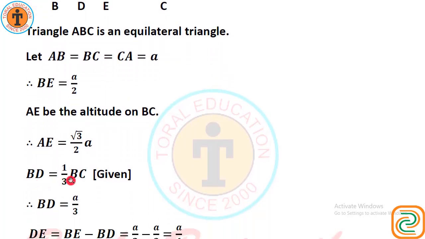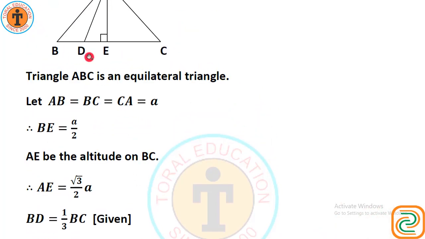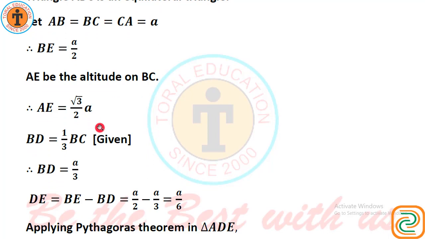BD equals 1 upon 3 BC. It is given. But BC equals a, therefore BD equals a by 3. Now take DE equals BE minus BD. BD equals a by 3, so a by 2 minus a by 3. If we take LCM 6, then 3a minus 2a, that is a upon 6. So DE equals a upon 6.